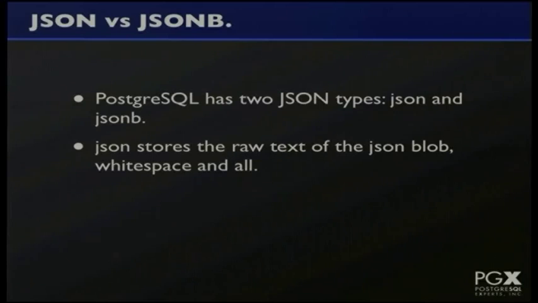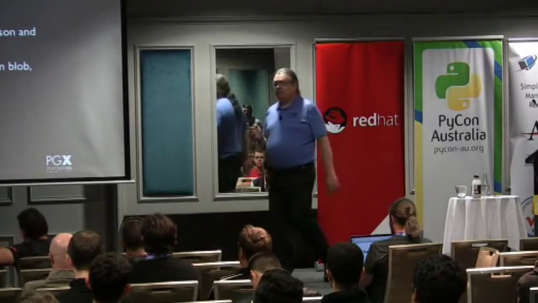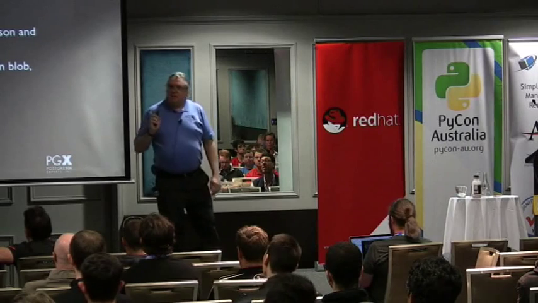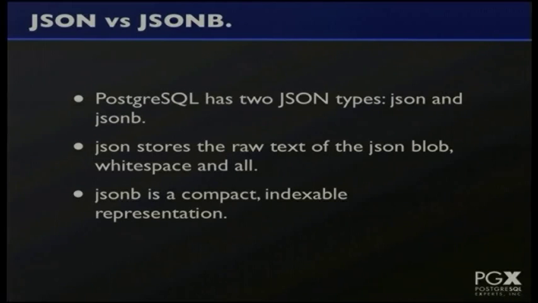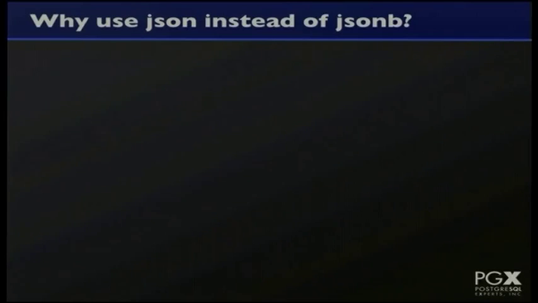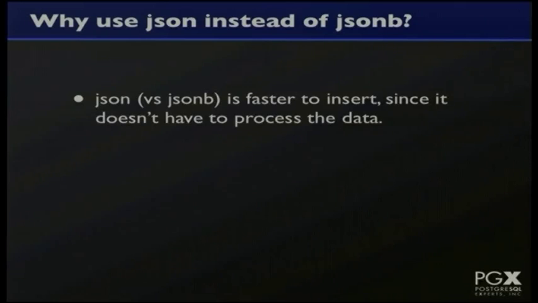JSON stores the raw text of the JSON blob, white space and all. It is, in fact, a text type with a JSON type wrapper around it. JSON-B is a compact indexable format. It's kind of like BSON for people who are Mongo familiar. It's not BSON, but it has the same set of design goals. So why would you ever use JSON instead of JSON-B?